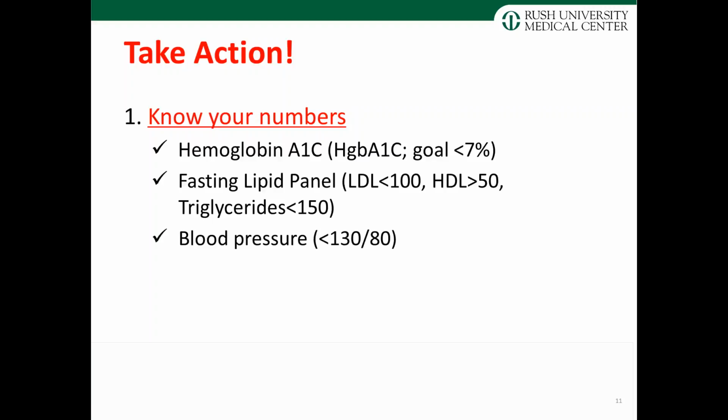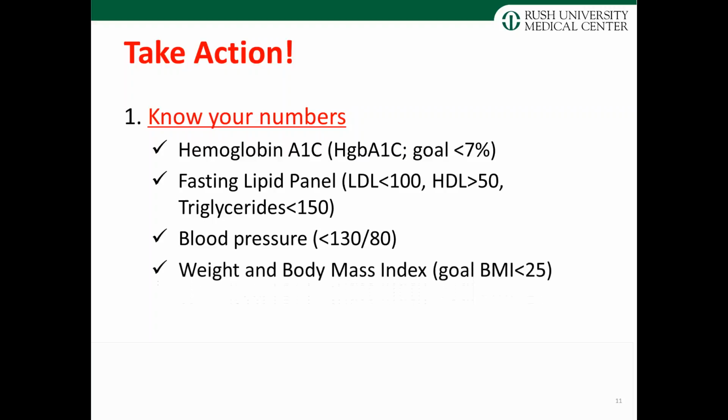And then we need to know your blood pressure. The American Diabetes Association recommends a blood pressure less than 130/80. As a cardiologist, we actually recommend it being less than 140/90. But either way, knowing what your blood pressure is and knowing that it should at least be around 130/80 or less is important. And then, of course, your weight and your body mass index. So your goal is less than 25.